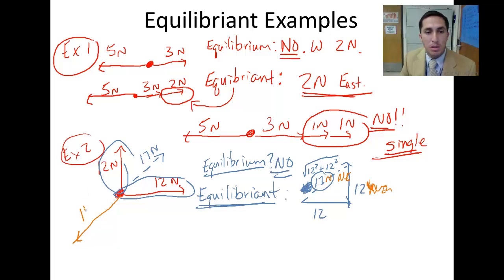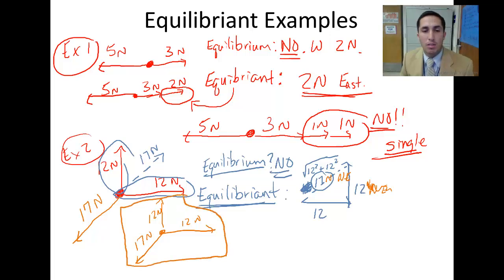With how much force do we need to go? Exactly, 17 newtons. So here's what it will look like. At the end of this drawing, you have your 12 newtons, your other 12 newtons, and your equilibriant is that, 17 newtons. That, my friends, is your answer. And 17 newtons southwest is your official answer for your equilibriant. That's it. It's about as hard as it gets.